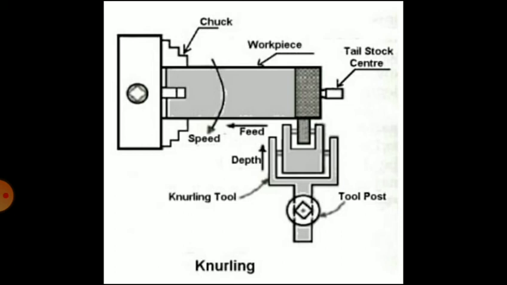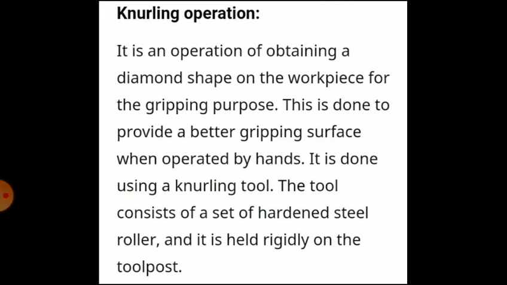So you can see the diamond shaped pattern that is produced on the workpiece, and at the bottom you can see the knurling tool. The tool that is used is called a knurling tool. The work is made to rotate about the lathe axis and the knurling tool is fed parallel to the lathe axis by giving the depth of cut. The tool consists of a set of hardened steel rollers and it is held rigidly on a tool post.